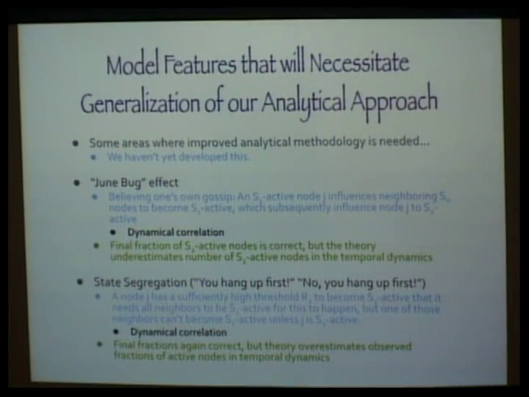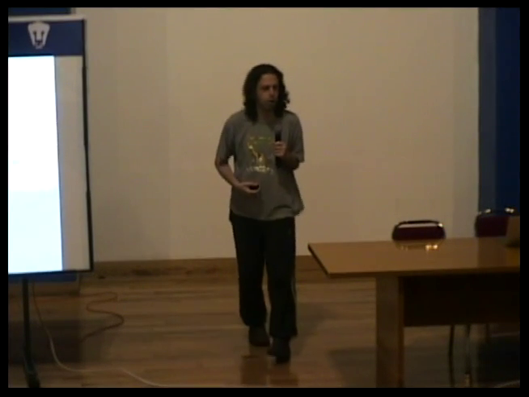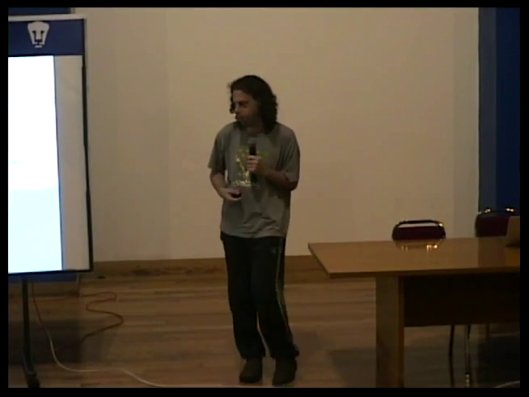So the precise thing in the context of the model is the following. Believing one's own gossip is a bit of a more precise way of describing what's going on in the model than saying June bug, but it's a toy version of this. So we have an S1 active node J. It influences its neighboring nodes at S0 to become S1 active. For those of you who follow baseball, you should think of Tommy Lasorda building himself up into fury. Those neighbors are S1 active, which influences the first person to become S2 active, believing his own rumor, by going from S1 to S2 as a result of the neighbors.